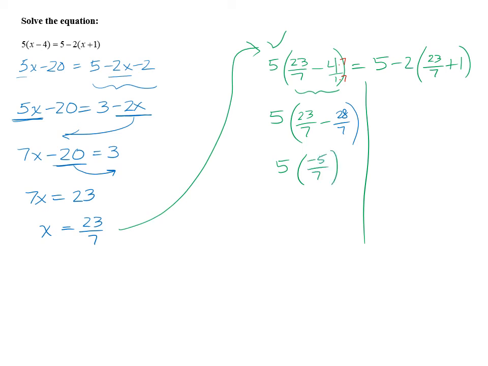And then I can finally multiply that 5 that's on the outside. When you multiply a whole number by a fraction, remember the whole number is over 1 and you multiply straight across. So negative 25 from 5 times negative 5 over 7. So on the left side of this equation, I end up with a value of negative 25 over 7. Let's see if we get the same thing on the right. 5 minus 2, take care of the inside values first. Now I have 23 over 7 plus 1.